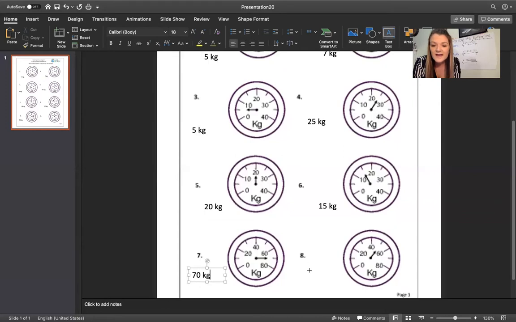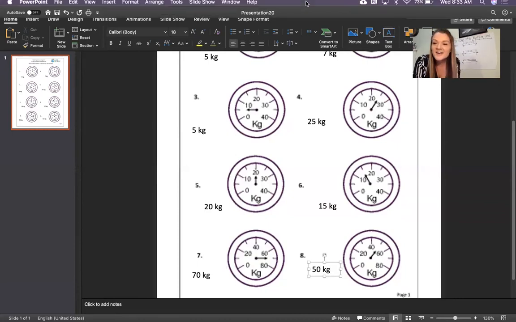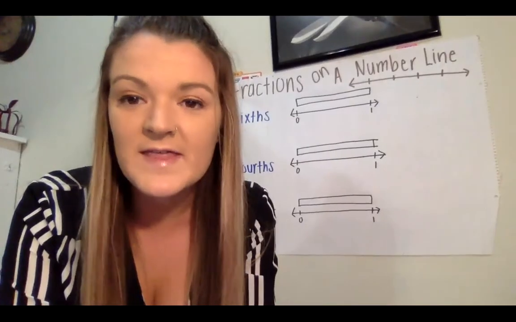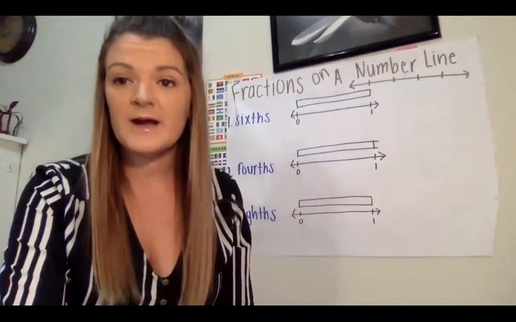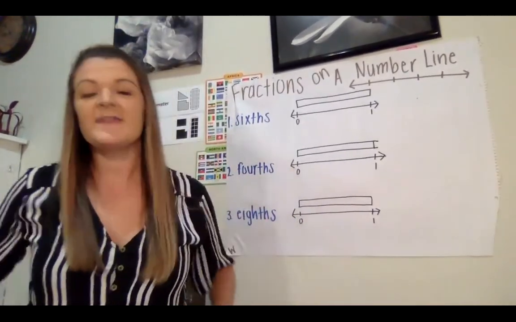And then let's do our last one. We notice same scale, 0, 20, 40, 60, 80. This time it's in between 40 and 60. So I think 40, 50, 60. 50 kilograms. Great job with this review. Hopefully that was a quick and easy reminder of things that we've worked on earlier in the year.